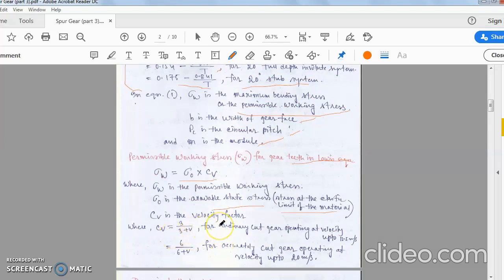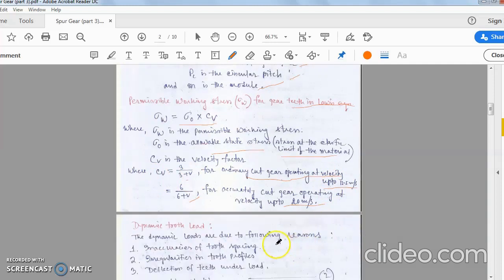CV is the velocity factor. How can you determine the value of CV? CV is 3 by 3 plus V for ordinary cut gears operating at velocity up to 12.5 meter per second. CV can also be equal to 6 by 6 plus V for accurately cut gears operating at up to 20 meter per second. So you have to remember the CV expressions with the design condition: the first condition is up to 12.5 meter per second, the second condition is up to 20 meter per second.